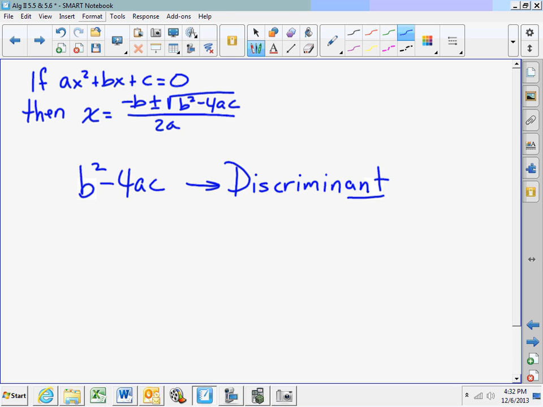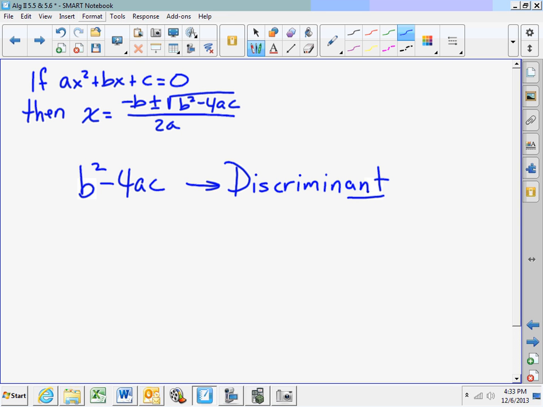Okay, now, let's go back to this. b squared minus 4ac is the discriminant. Now, guys, be careful. It is not the square root of b squared minus 4ac that is the discriminant. It's just b squared minus 4ac that's the discriminant. Now, the first thing you should notice is that b squared minus 4ac in the quadratic formula is being square rooted. And then we're adding it to get one answer, and we're subtracting it to get another answer.